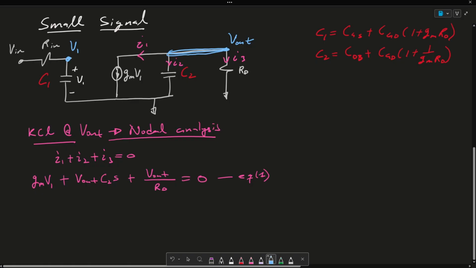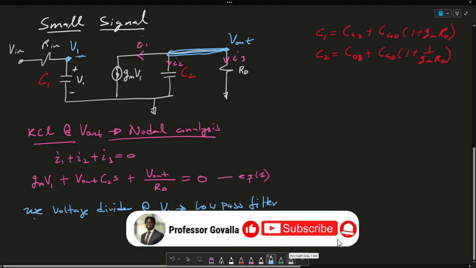And then to solve for V1 here, we're going to use voltage division, or voltage divider at V1. But as you can see, this is essentially a low pass filter. For example, low frequencies will pass through, but high frequencies will go straight down to ground because a capacitor is a short in high frequencies. I hope that makes sense.